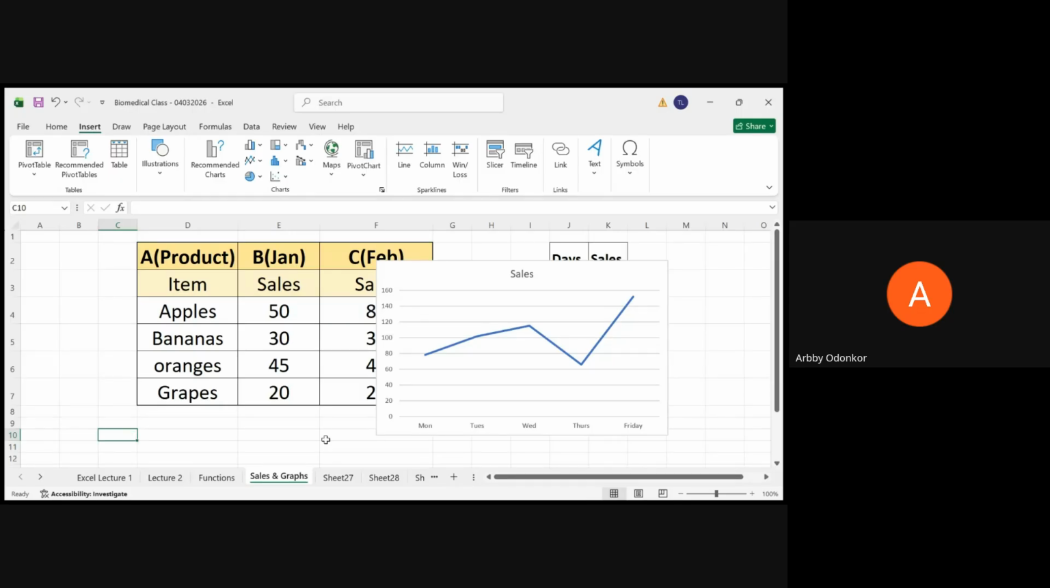I want us to end here today. Use the rest of the time to complete your assignment and make sure you print it and bring it next week with your name and index number. Okay.